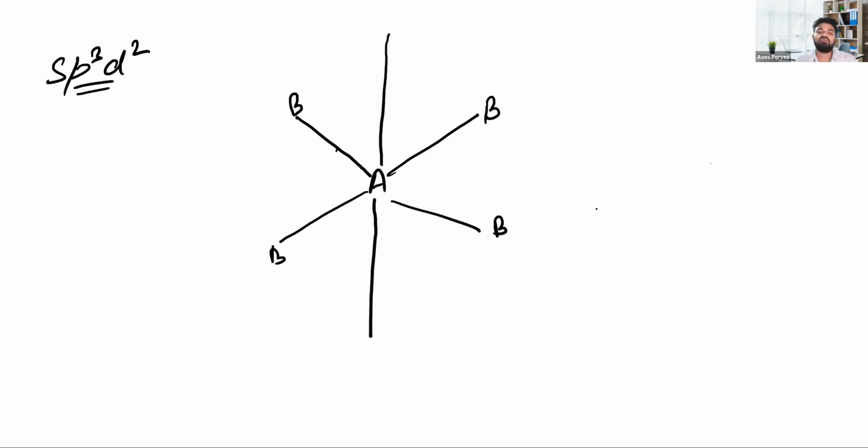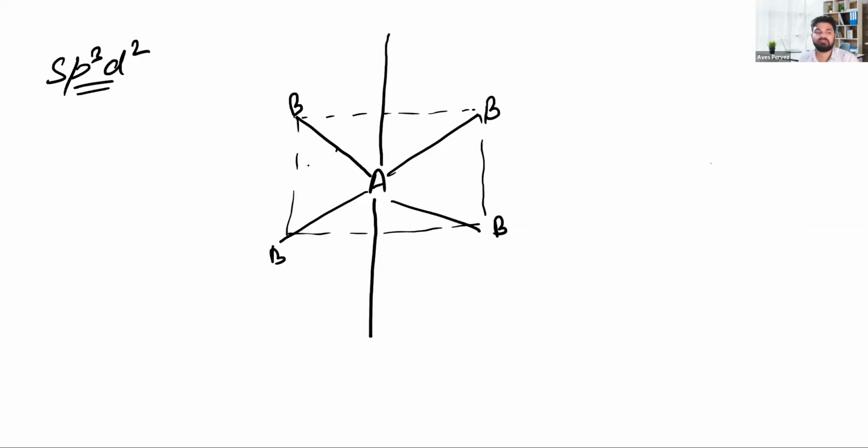Okay, so similarly, if we have 6 orbitals, because this one has 3 plus 2, that is 5 orbitals, but here we have 6 orbitals. So 4 in the plane, and 1 above the plane and 1 below the plane. Means if we have a sheet of paper, 4 in the plane, 1, 2, 3, 4, and 1 above the plane and 1 below the plane. Understood?